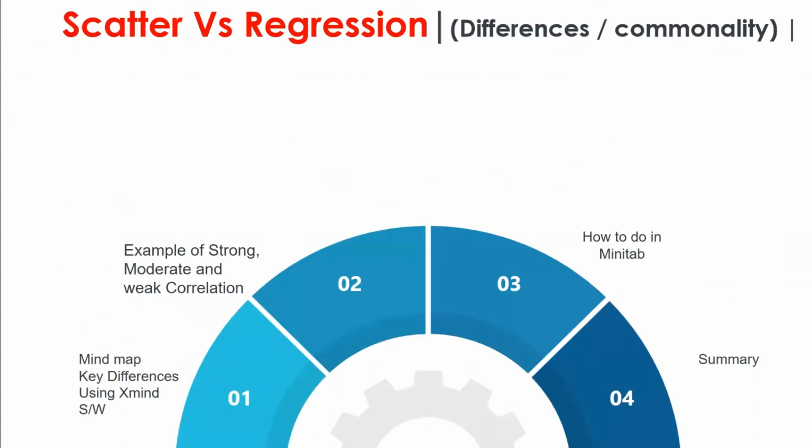Let me start with the difference between scatter and regression, and what commonality these two plots have. That's the topic we will be discussing. There are four things we'll be discussing. One, the key differences using the Xmind software, the Mindmap, which I will be elaborating. Two, examples of strong correlation, moderate correlation, and weak correlation. Three, how to do it in Minitab, and also the summary I will be explaining.